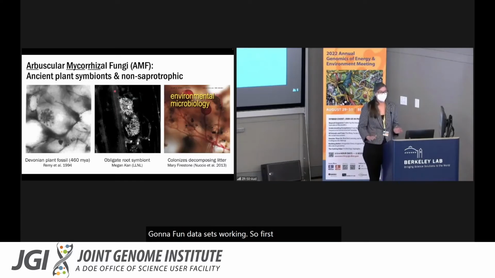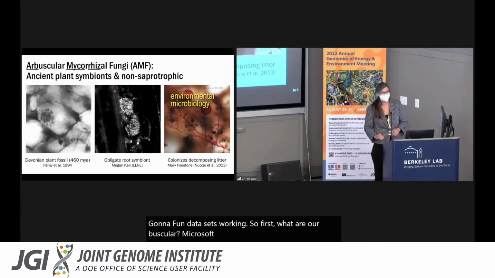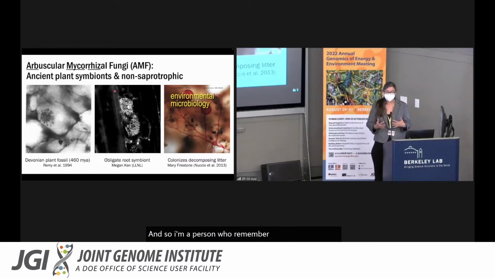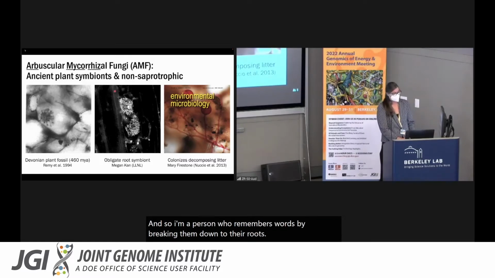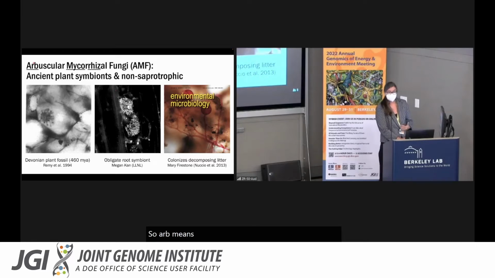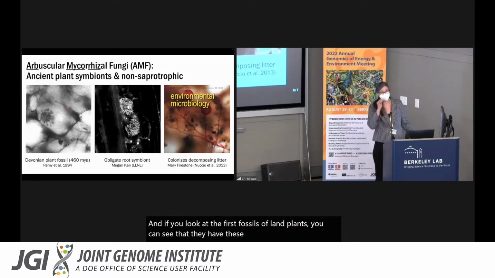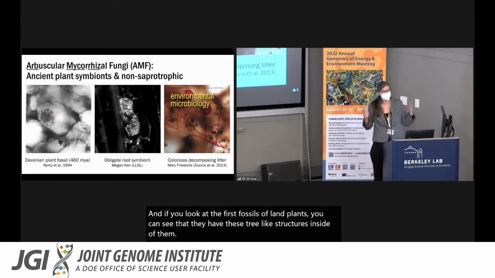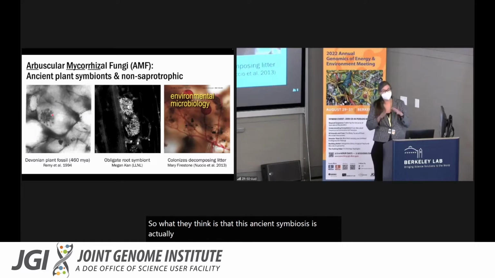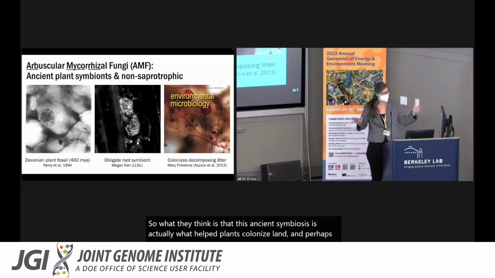So first, what are arbuscular mycorrhizal fungi? That's a mouthful. I'm a person who remembers words by breaking them down to their roots. Arb means arbor or tree. Myco means fungi, and rhiz means roots. So these are tree-like fungi that associate with roots. If you look at the first fossils of land plants, you can see that they have these tree-like structures inside of them. So what they think is that this ancient symbiosis is actually what helped plants colonize land, and perhaps they served as early roots.